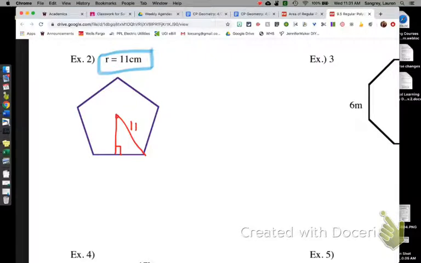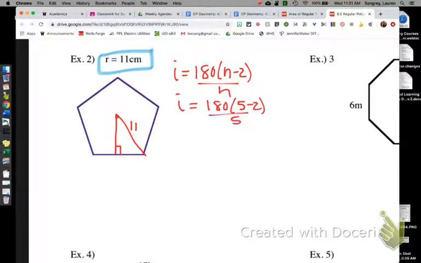And then we need to use our little i formula, 180 times n minus 2 over n. And this has 5 sides. So 5 minus 2 over 5. And each of these individual angles should be 108. Now we divide that by 2, so that I can get this little angle inside of the right triangle. So that's going to be 54 degrees.